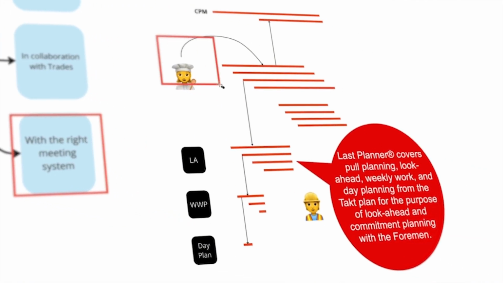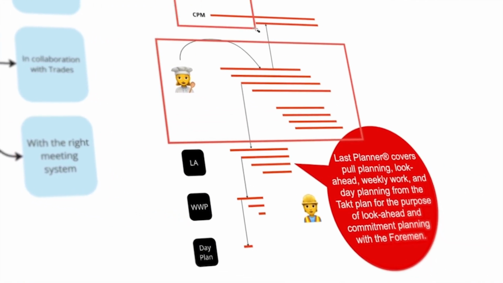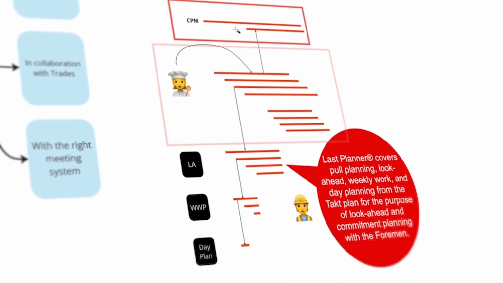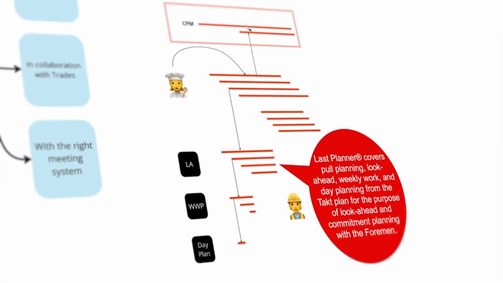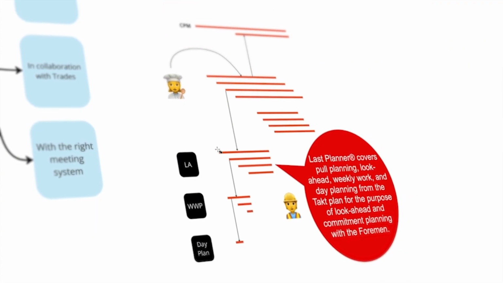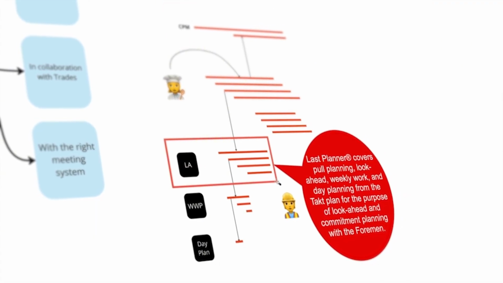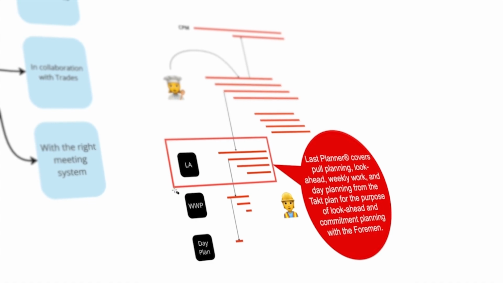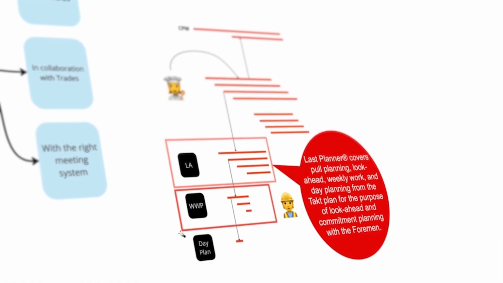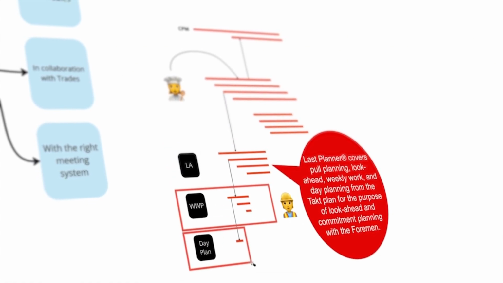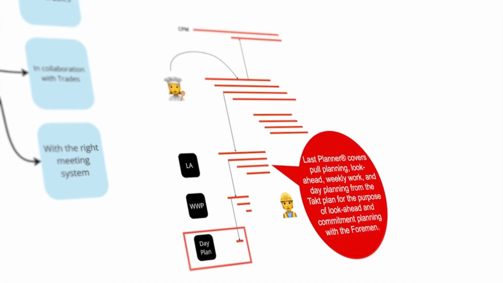So if you have your Takt plan as your production plan and your CPM summary, and the CPM summary is fairly neutral, right? It's just for the owners. We're not making any decisions based off of it. You can easily filter out from the Takt plan the look ahead plan, the weekly work plan, and the day plan, all on a flow. Let me explain this real quick.